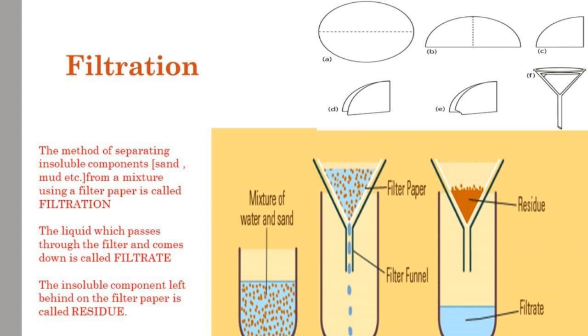In this process, the mixture is slowly poured over the filter paper. On filtration, clear water flows down the funnel and mud settles as residue on the filter paper. The liquid which passes through the filter and comes down is called filtrate, and the insoluble component left behind on the filter paper is called residue.